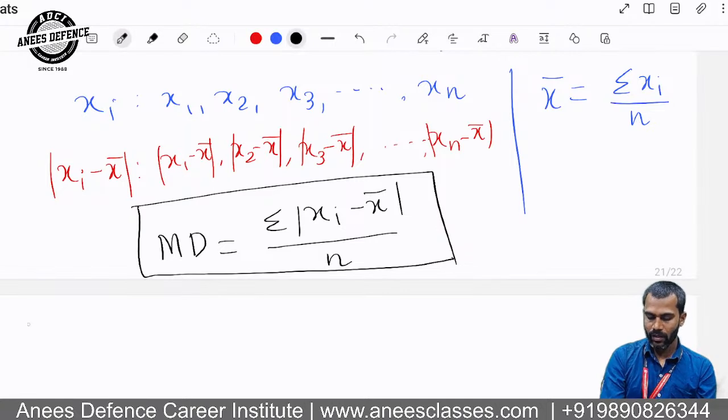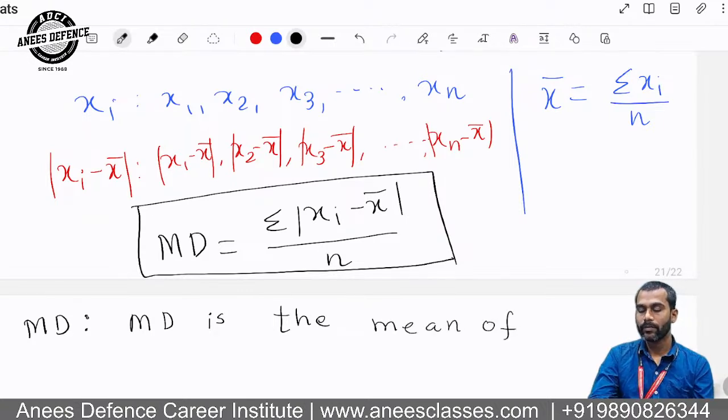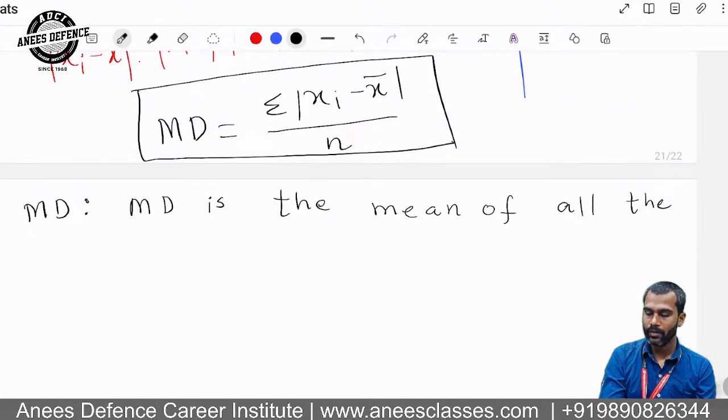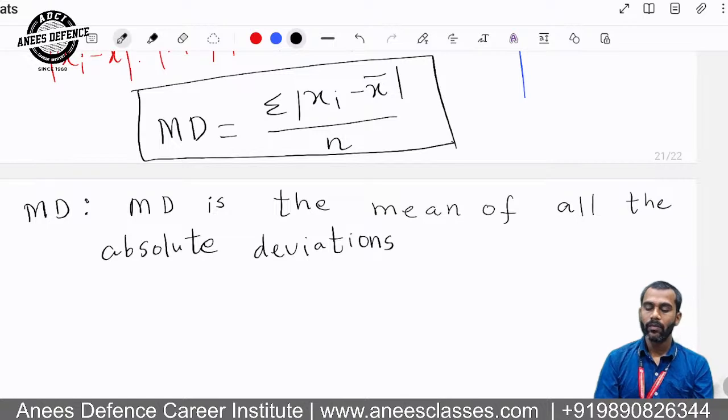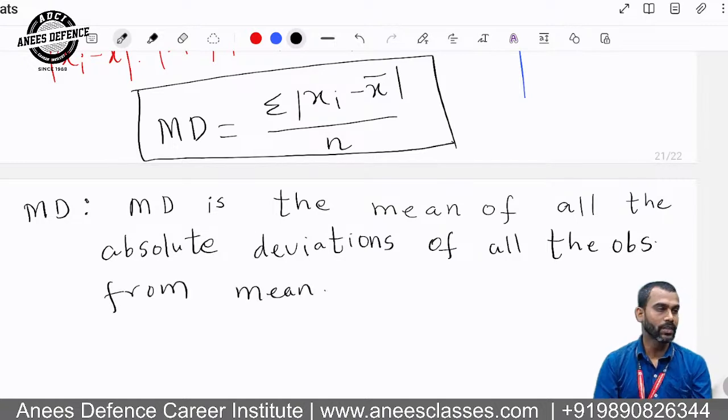So can I say mean deviation? Now I can write mean deviation is what? Mean deviation is the mean of all the absolute deviations, absolute means only positive values we have to take, of all the observations from mean. I hope it is clear.